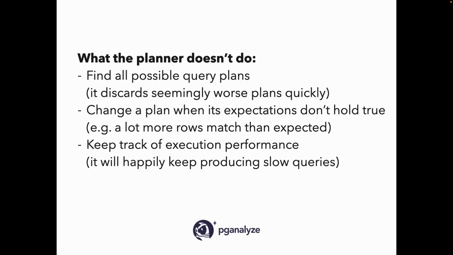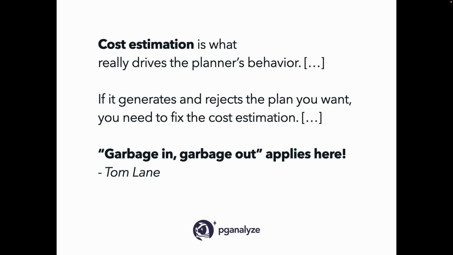This is where we come in, right? As operators of the database systems, we actually have to give Postgres better information so that Postgres can make better choices. Cost estimation is really what drives the planner's behaviors. Garbage in, garbage out applies here. If you give the planner bad data, if the planner has bad statistics, it will have bad cost values, right? So it's very simple math to a certain extent.